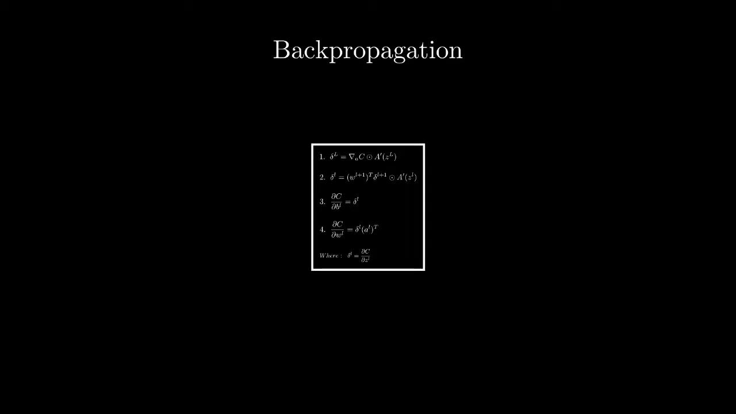The first tells us how wrong the activations of the neurons in our output layer are. The second tells us how wrong the activations of neurons not in our output layer are. The third tells us how wrong our biases are, and the fourth tells us how wrong our weights are. With these four equations, we can train our network.